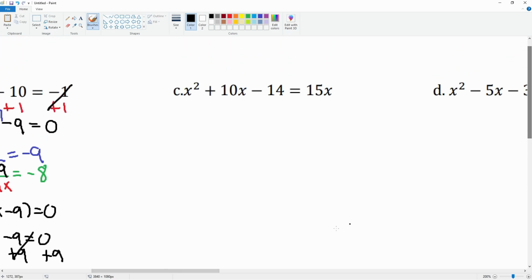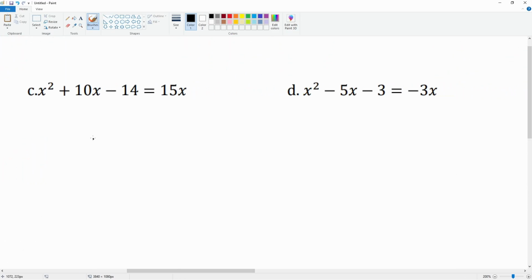Let's look at question C here. It equals 15x right now. So how do we get rid of that 15x to make it equal to 0? Well, we can subtract 15x from both sides. On the right-hand side, it cancels, and we have a 10x and a minus 15x. That becomes a negative 5x. Bring everything else down. That did not combine. X squared comes down, negative 14 comes down, and it equals 0 now.